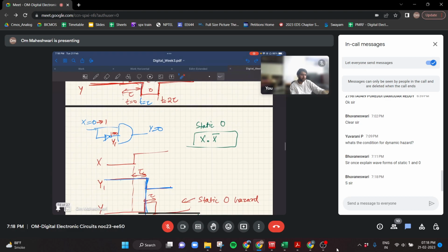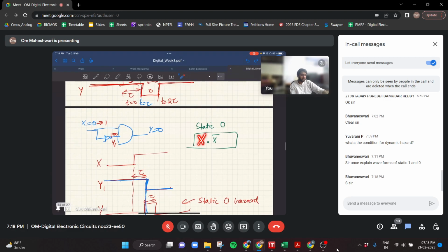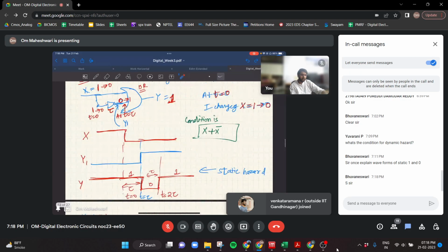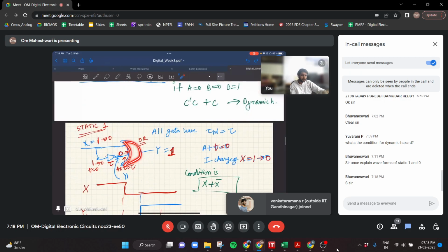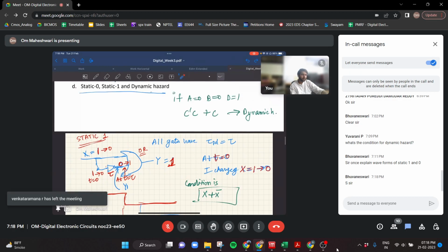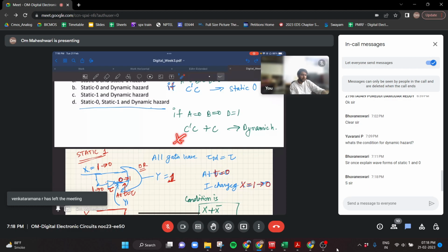Yes. Okay. So this is just the condition that I have here. If this is x, this is x bar. Wherever we have this x and x bar in an AND gate, we will have a static 0 hazard. Wherever we have this OR gate, that is x plus x bar, we have a static 1 hazard. And a combination of both, that is x bar x plus x, is dynamic.